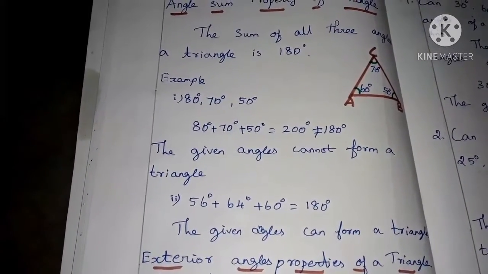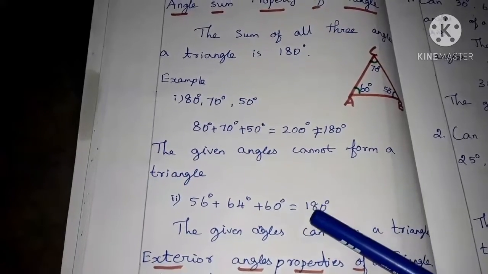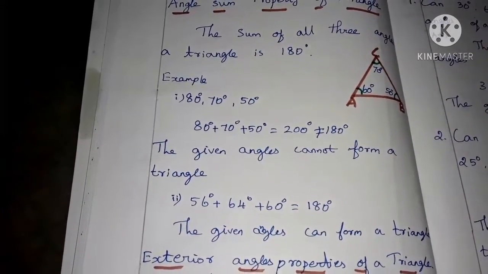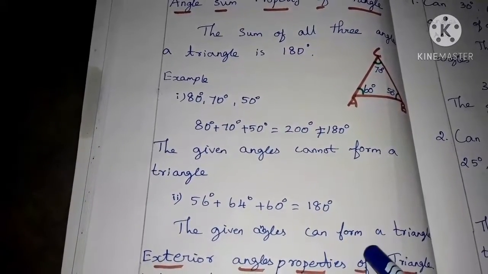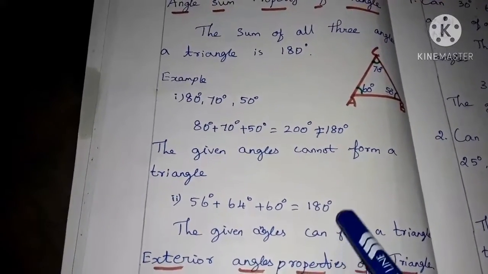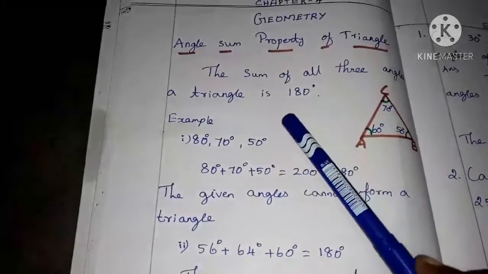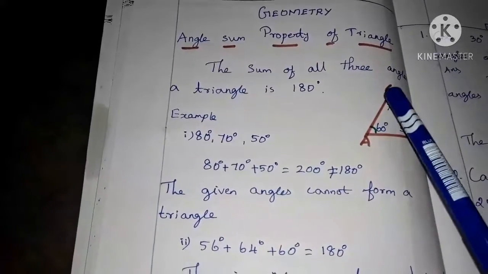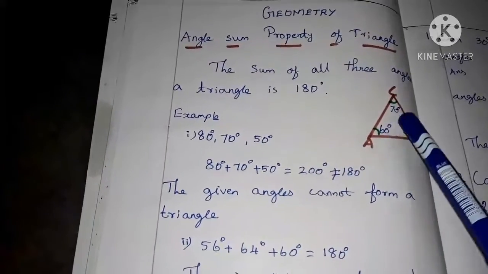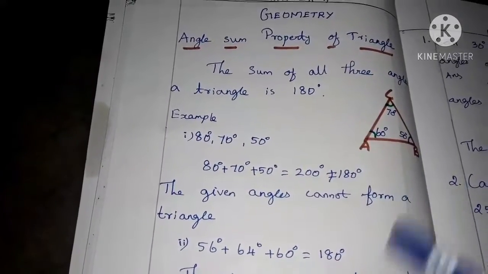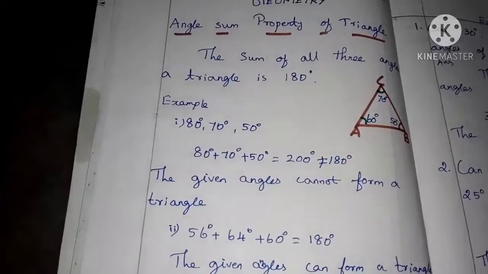If it is not 180, maybe less than 180 or greater than 180, we cannot form a triangle. If it is equal to 180 only, we can form a triangle. So the first property is that the sum of all three angles in a triangle is 180 degrees. That is the angle sum property of a triangle.